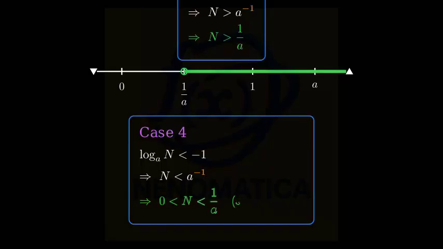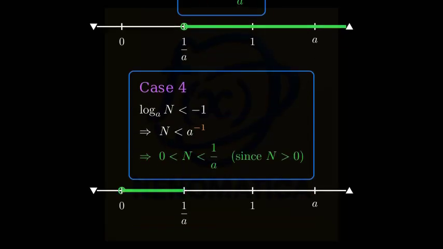Case 4. Start with log base a of n is less than negative 1. Convert to exponential form. n is less than a to the power of negative 1, which is 1 over a. Apply the domain n greater than 0. Therefore, 0 is less than n and n is less than 1 over a.